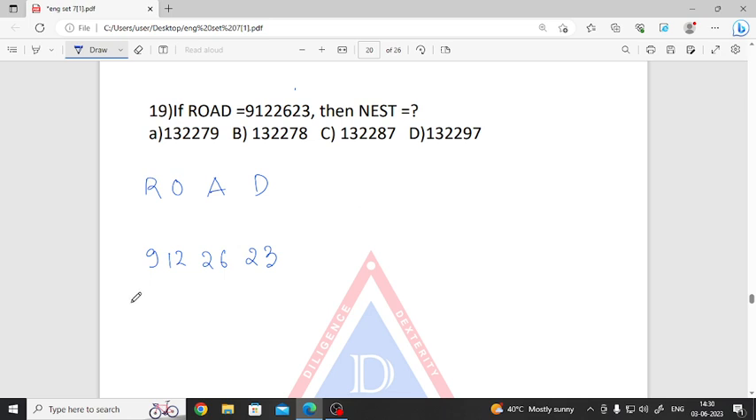Achha. If we write A till Z, what is the opposite of A? We know it is Z. What is the opposite of B? We know it is Y. What is the opposite of C? We know it is X. Opposite. So what is the place value of R? Place value of R is 18. And what is the opposite of R? We know the opposite of R is I. And what is the place value of I? We know it is 9.